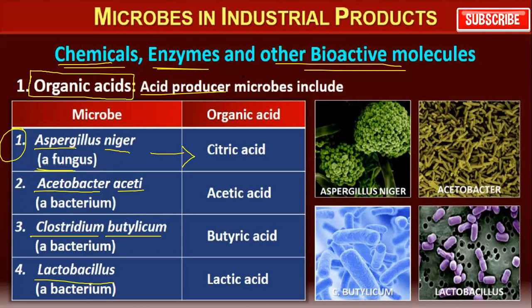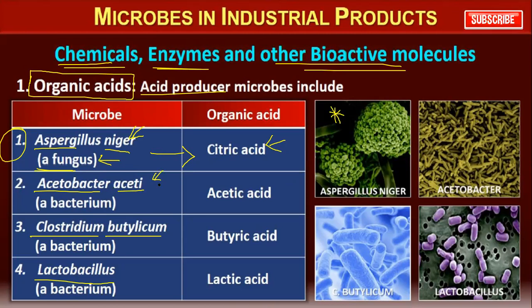So 3 kinds of question. What is the fungus that produces citric acid? Your answer should be Aspergillus niger. Aspergillus niger that produces citric acid is which kind of a microbe? It is a fungus. Aspergillus niger produces what? It produces the organic acid named citric acid. Guys, this is a diagram for Aspergillus niger.